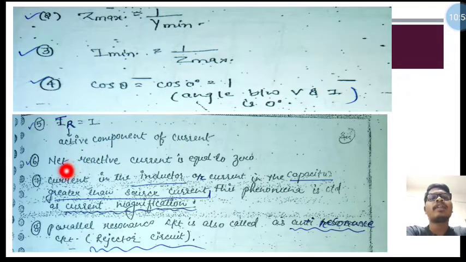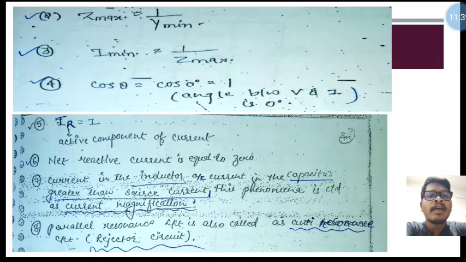Okay, and the net reactive current is equal to 0 because they cancel each other. The current in the inductor or the current in the capacitor is greater than the source current. This phenomenon is called current magnification. In the series resonance circuit we see voltage magnification, because the voltage across the inductor and the voltage across the capacitor are greater than the source voltage. That condition is called voltage magnification. But in the parallel resonance circuit we see current magnification.